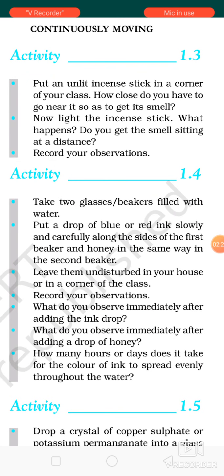We can take two glasses or beakers filled with water. We can drop blue or red ink slowly and carefully along the side of the first beaker, and honey in the same way in the second beaker. एक beaker में हम water में ink drop डाल दें और दूसरे beaker में हम honey डाल लें.